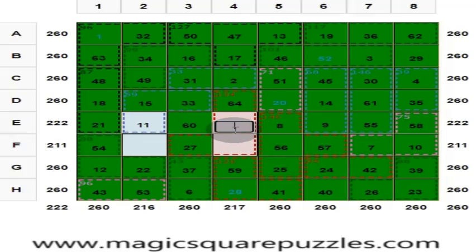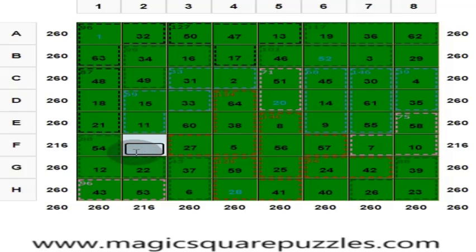And what do you get here? Diagonal should be 260. 38 you put here. And what do you get here? Here you put 5. And what do you get here? Put 44. So now we have finished one magic square puzzle.